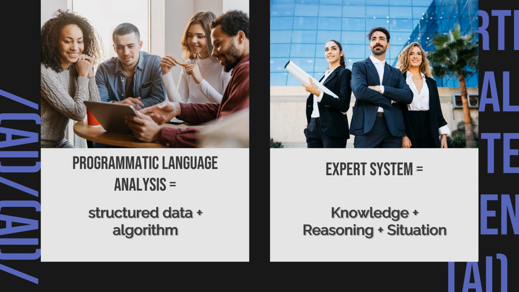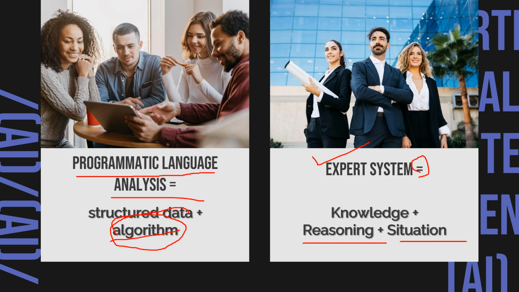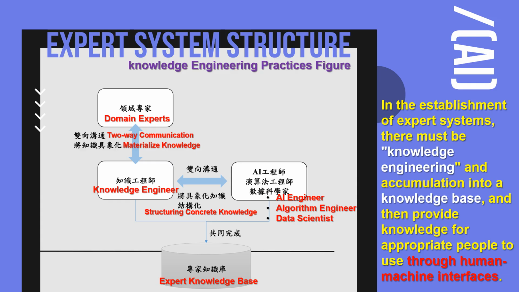So programmatic language analysis equals structured data plus algorithm. Right now the algorithm is very famous for AI development. On the right side, the expert system is equal to knowledge plus reasoning plus situation. You can remember KRS: K is knowledge, R is reasoning, S is situation. And this is the expert system structure.